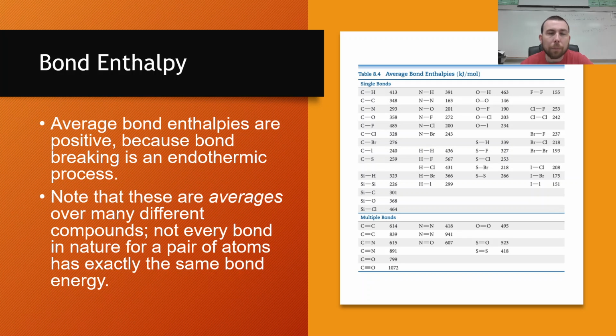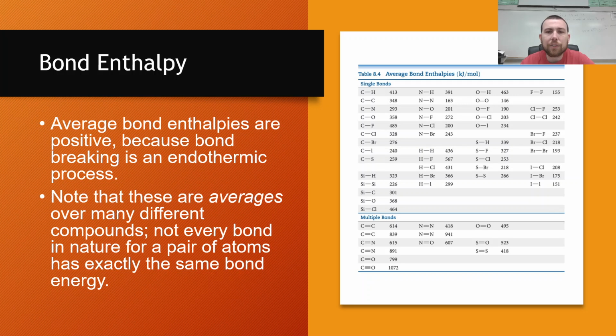Bond enthalpies involve the breaking of a bond, which means it's going to require energy. That's why bond enthalpies will always have a positive value in the table. Again, these are averages over many different compounds. If we were to look at them individually in a compound, they might not match up perfectly, but they would be at or around the average value listed here on the table.